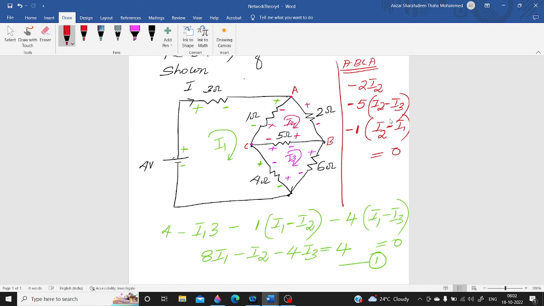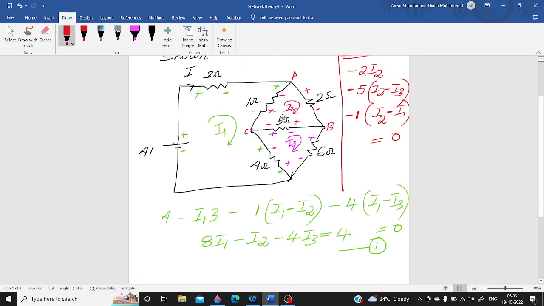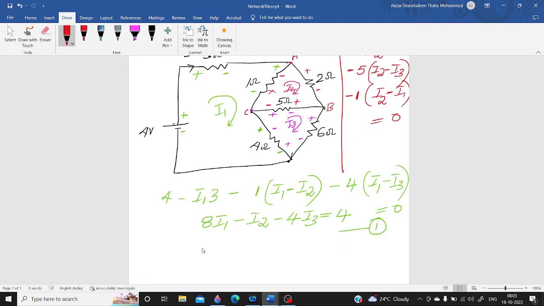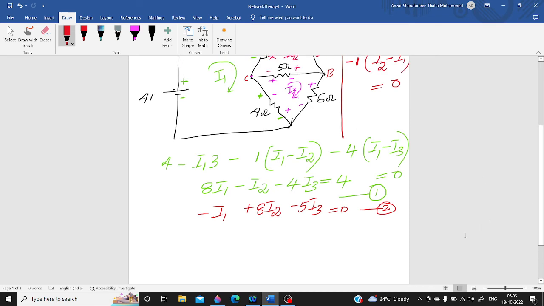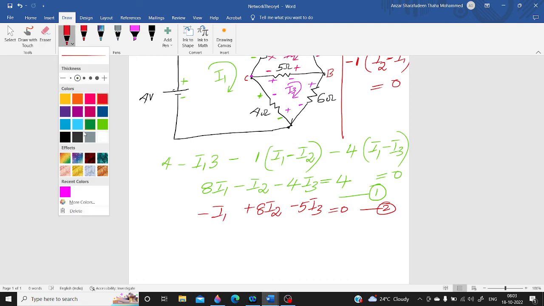Okay, now if you rearrange this equation, what you will be getting is equation number 2 as minus I1 plus 8I2 minus 5I3 is equal to 0, and this is equation number 2. And now the next job is only we have to find the KVL equation for the mesh 3. Okay, for the mesh 3. So let us do that.